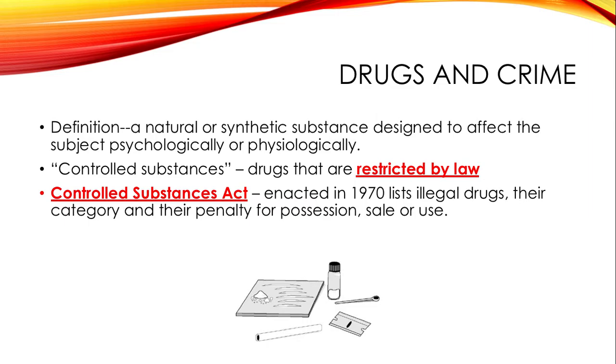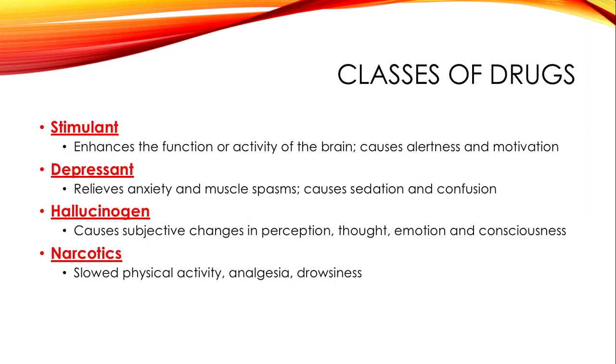So there are many drugs out there. Some you can get over the counter, such as aspirin, but there are other illegal drugs. And we can actually take a look at some classes of drugs to see what kind of effect they have. One example is a stimulant. It enhances the function or activity of the brain. It causes alertness and motivation. Another type of drug is a depressant. It helps to relieve anxiety and muscle spasm. It causes sedation and confusion.